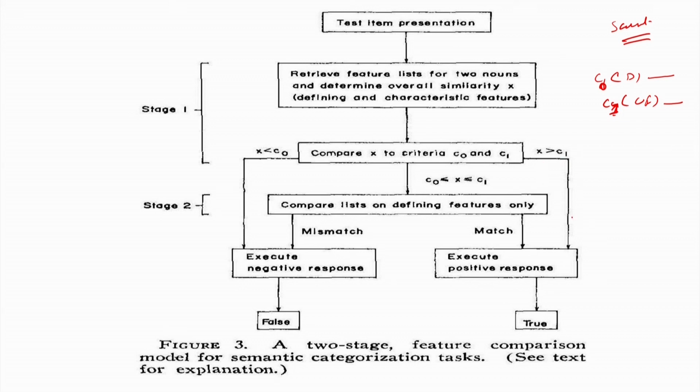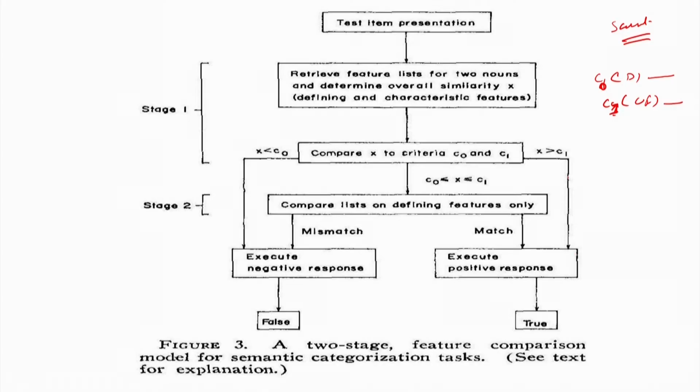Otherwise, there could be other cases, where I compare the characteristic features, or even if only some characteristic features match. They may not be defining, but characteristic features. For example, there is a dog which does not bark, but it looks like a dog, it has a glassy skin, a tail which wags, droopy hair, all those characteristic features are there, and so even if the characteristic features match, I can execute a positive response and say it is true.